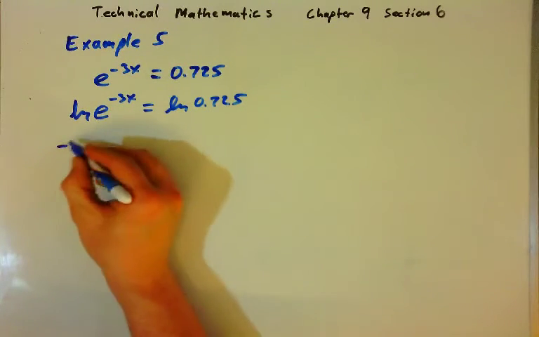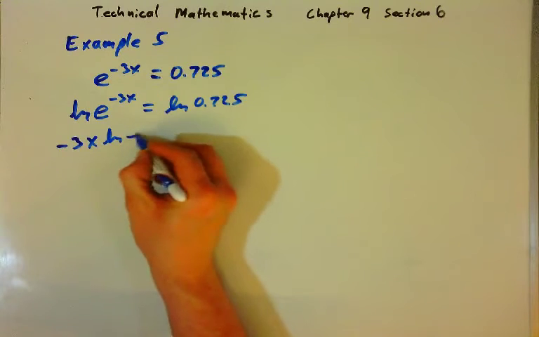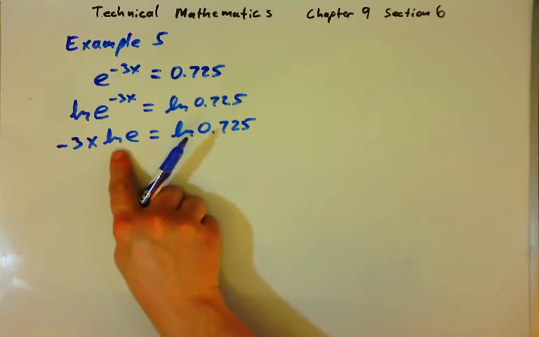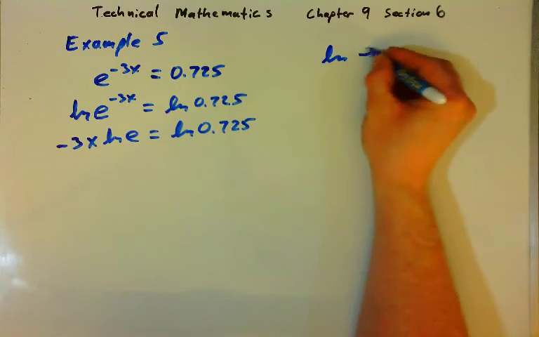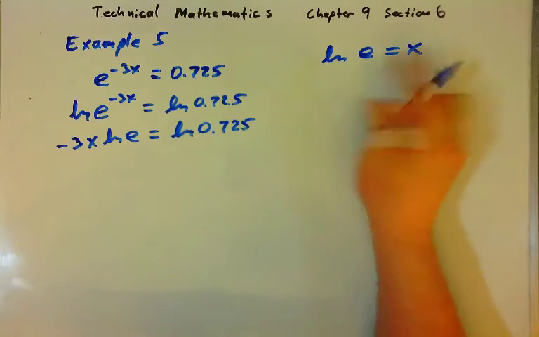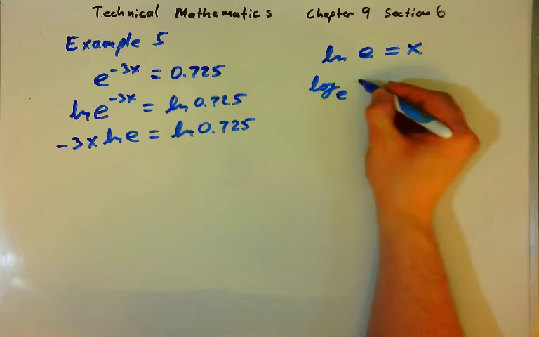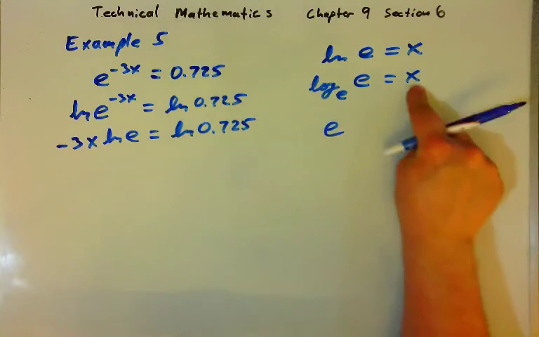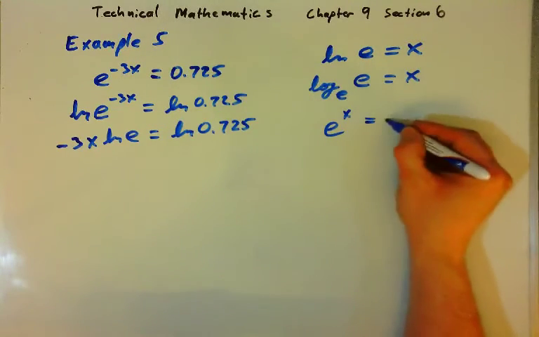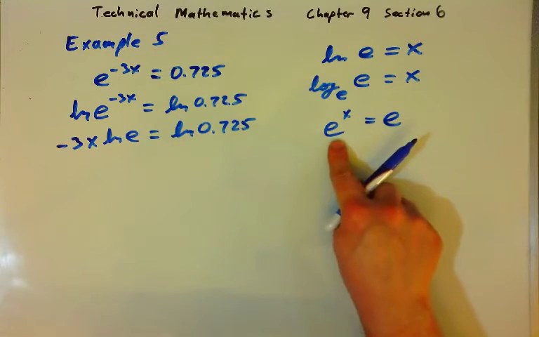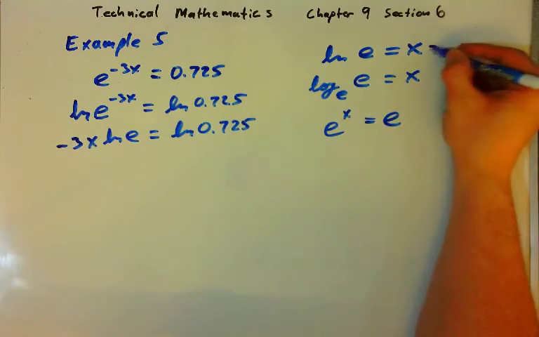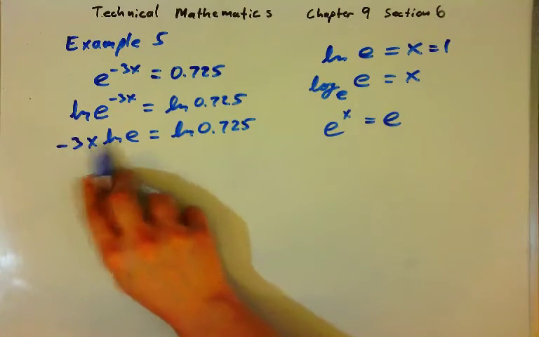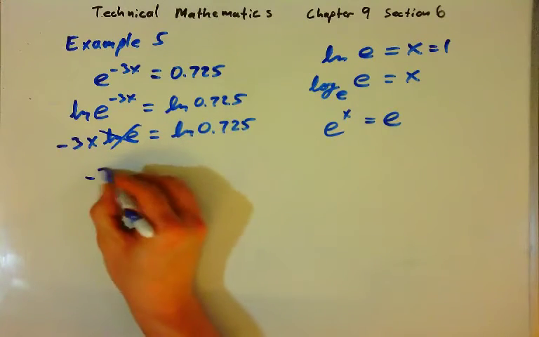Logarithm allows me to bring the exponent out as a multiplier, so I get negative 3x times the natural logarithm of e is equal to the natural logarithm of 0.725. And so the natural logarithm of e, remember that the natural logarithm means log base e. So log base e of e is equal to x. You can rewrite this as an exponential. E is the base, x is the exponent, and e is the power, or the answer. And so what power do I raise e to get e? X must be 1. And so the natural logarithm of e is 1. And so the natural logarithm of e cancels, because 1 times negative 3x is just negative 3x. That cancels.